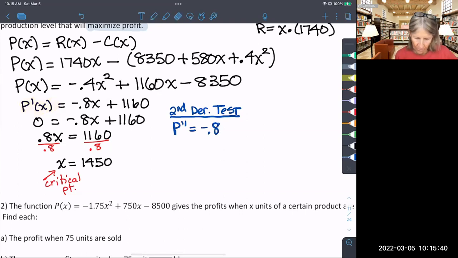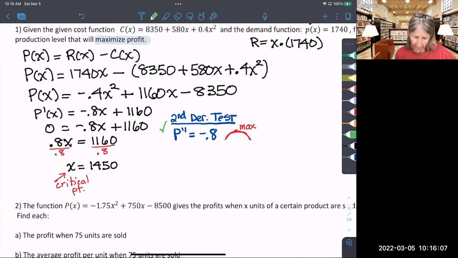Okay, that's nice. If the second derivative is negative 0.8, negative all the time, that really helps me. If the second derivative is negative, that means the graph is always concave down. And if the graph is always concave down, then I can guarantee that the critical point that I have must be a max. Great, I have proven what I wanted.